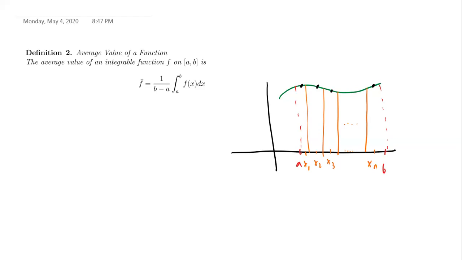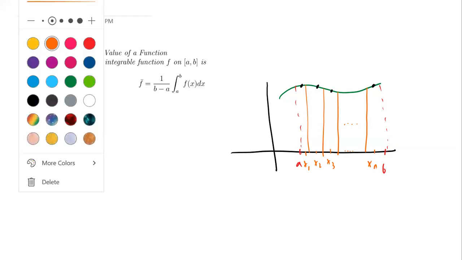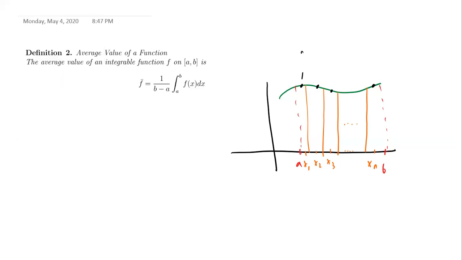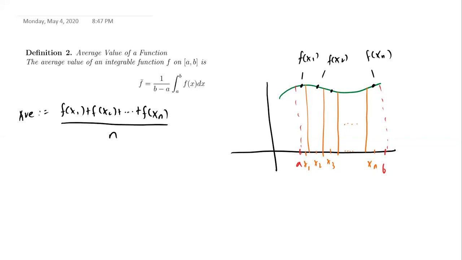We evaluate the function at these points, and those are the function values. So this point here would be f of x1, this would be f of x2, etc., and this would be f of x sub n. If we have finitely many terms, we can easily find the average. We just add all of these: f of x1 plus f of x2 plus all the way to f of xn. So we're taking n numbers, and then how do we take an average? We divide by n. That's the average in the finite case, if I have finitely many subintervals.